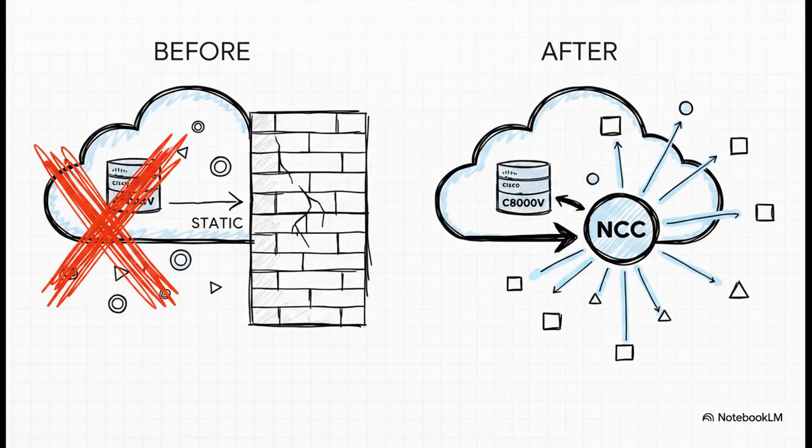So here's the most crucial point to understand. The C8000V is, at the end of the day, just a virtual machine running in Google's cloud. It can't magically tell Google's network fabric about all your on-premises routes. Just pointing static routes at the VM's interface is brittle, it doesn't scale, and it's a recipe for an outage. For a dynamic, production-ready solution, you must use the Network Connectivity Center, or NCC.